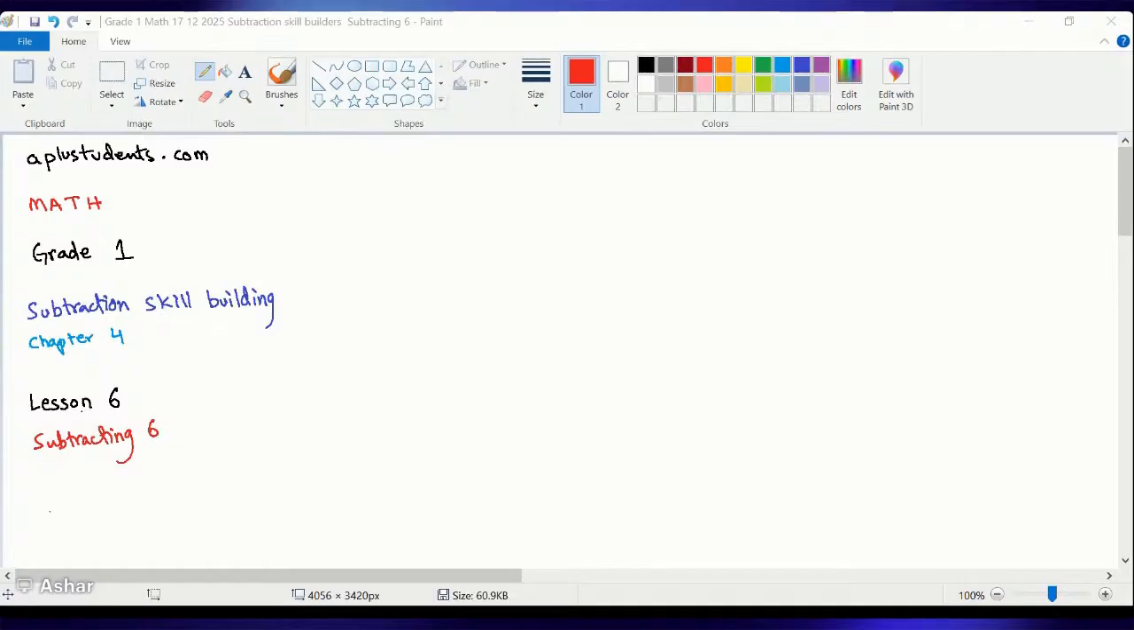let's look at some questions. The question number 1 states that subtract, it would be showing on your screen. It says 10 minus 6. Okay, how do we remember this? 10 minus 6. What we can do is we can take different objects and we can use that in order to solve this.